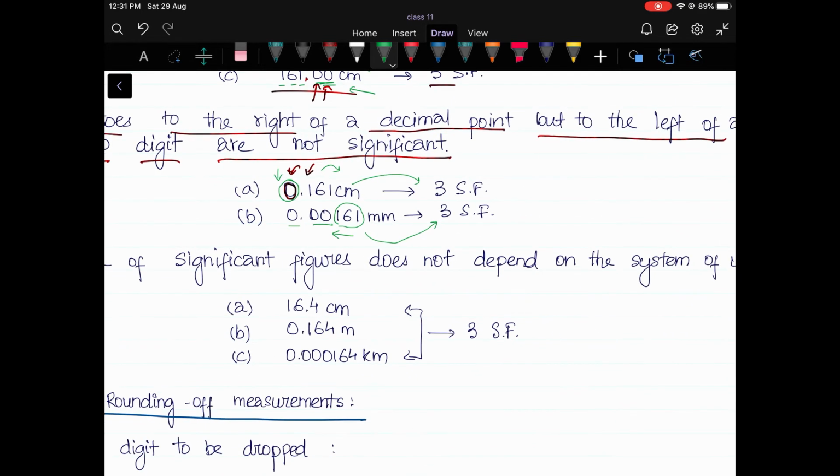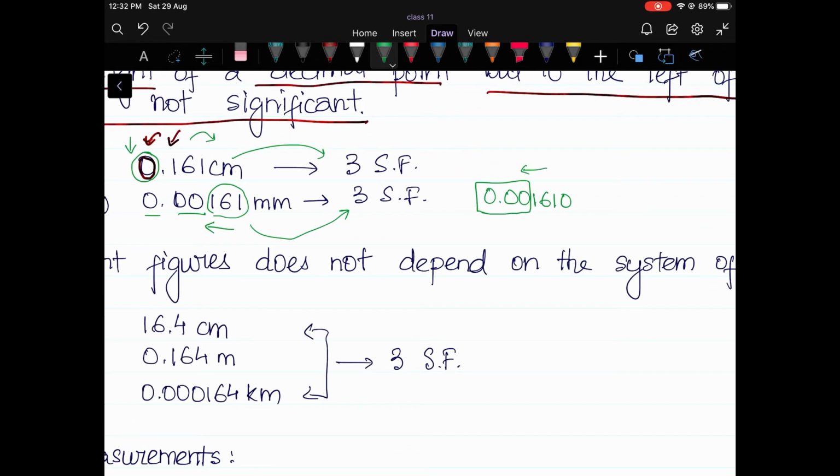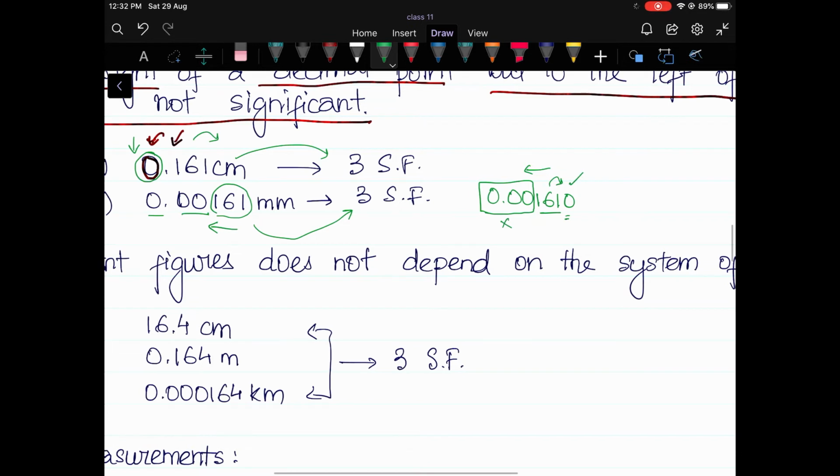But suppose I would have written 0.001610. Then you can see these are the zeros with the decimal point, but before the non-zero digits, so they are not counted. But this 0 you can see we have after non-zero digits, so it is counted as significant, and we are going to write 4.